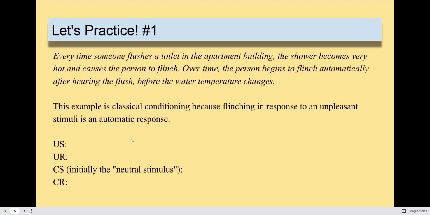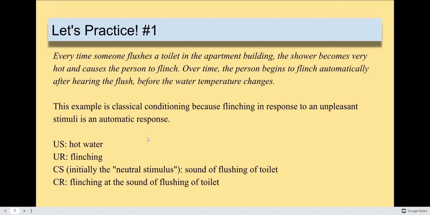Okay, so right now I'm going to have you practice number one. What you're looking at is a scenario where every time somebody flushes a toilet in the apartment building, the shower becomes hot and causes the person to flinch. Over time, the person begins to flinch automatically after hearing the flush, before the water temperature changes. Now, this is an example of classical conditioning because flinching in response to an unpleasant stimulus is an automatic response. So go ahead and pause the video and talk in your group, and we'll come back and I'll give you the actual answers to it. So please pause the video.